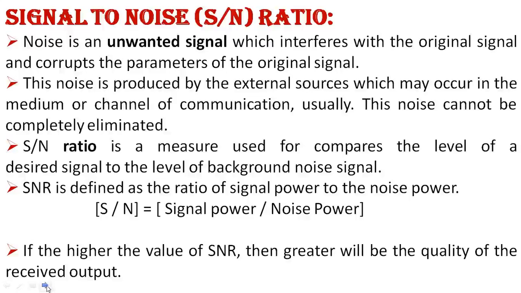SNR is a measure used to compare the level of a desired signal to the level of background noise. So SNR is defined as the ratio of signal power to the noise power. So we get the mathematical expression: S upon N, signal to noise ratio, is equal to signal power upon noise power. The higher the value of SNR, the greater will be the quality of the received output.